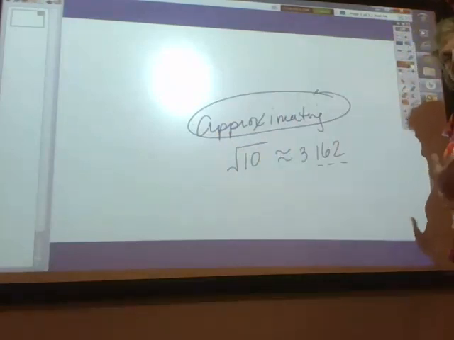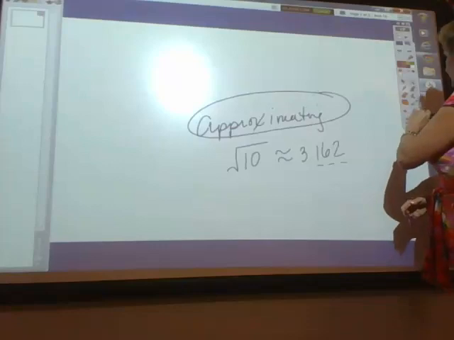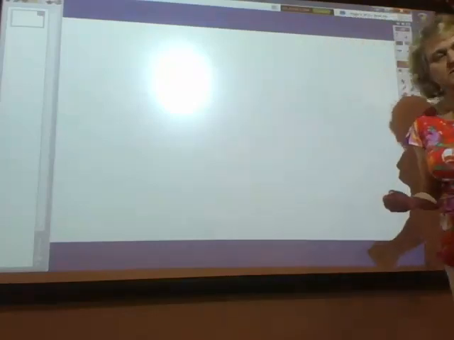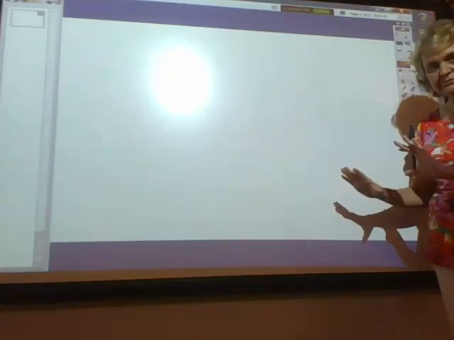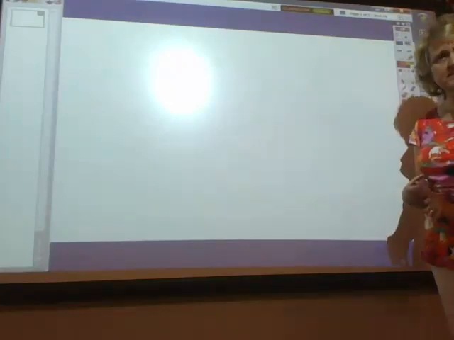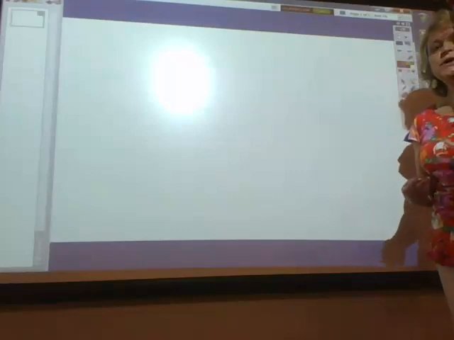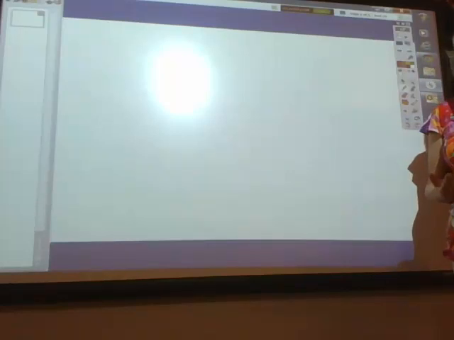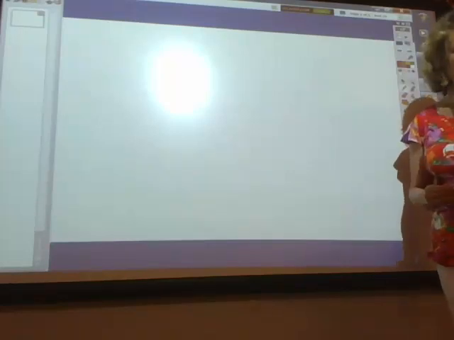Okay, if it says simplify, and we've already learned that, simplify, we're going to simplify. We're going to pull out the perfect square one. So we're going to work on that more later. But right now, you're going to determine if things are rational or irrational. You're going to give me the roots if they ask, and use your calculator to approximate.